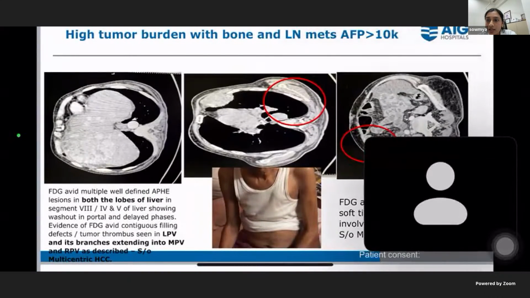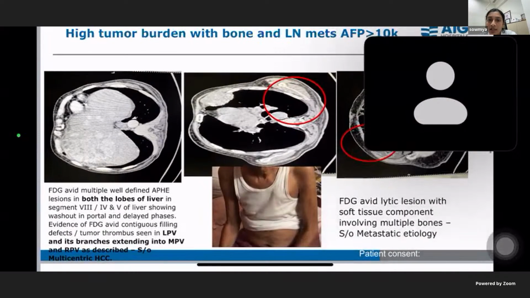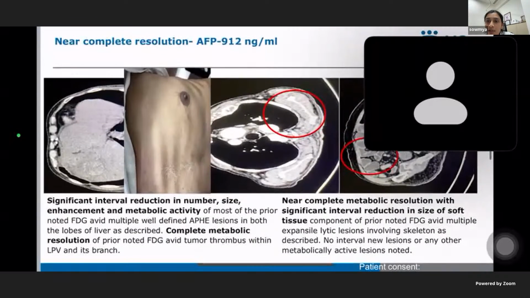This is one of the patients who took treatment under Dr. Kulkarni at AIG. So this patient had multiple well-defined arterial phase enhancing lesions in both lobes of liver, with segment 8, segment 4 and 5 of liver, showing washout in portal and delayed phases, and evidence of FDG-avid contiguous filling defects and tumor thrombus seen in the left portal vein and its branches, extending to main portal vein and right portal vein, suggestive of multicentric HCC, and there was a large FDG-avid lytic lesion with soft tissue involvement and multiple bone mets, suggestive of metastatic etiology. And his AFP was 912.